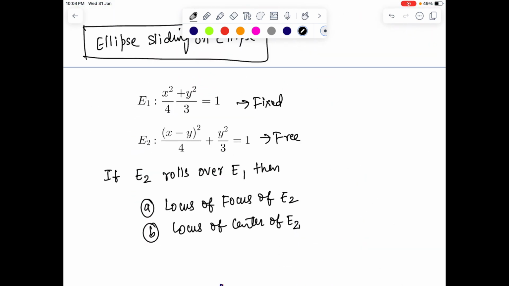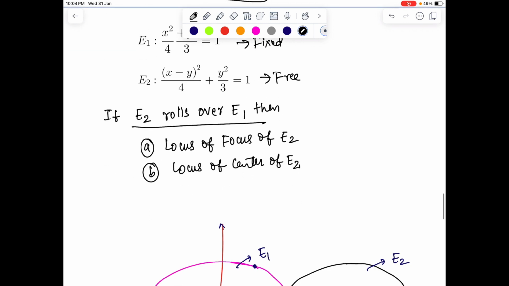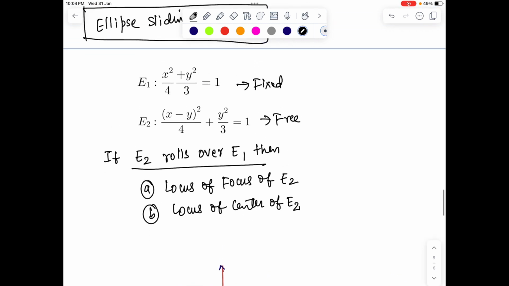Another problem. Let E1 be the fixed ellipse and E2 be free. If E2 is rolling over E1, we need to find the locus of the focus of E2 and the locus of the center of E2. So clearly we can see, again, the size of both of these ellipses is the same. Since the size is the same, we can still use the symmetry argument.